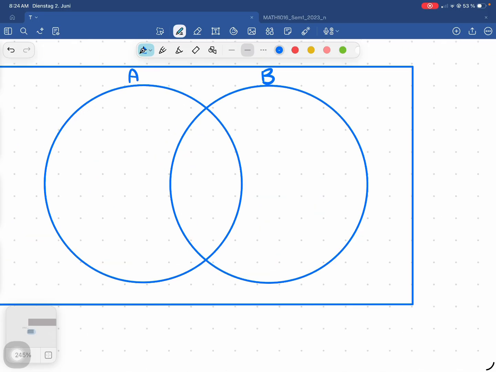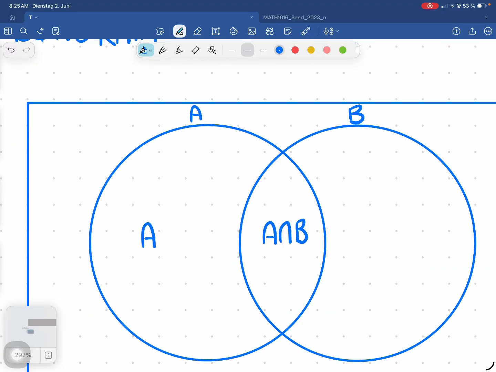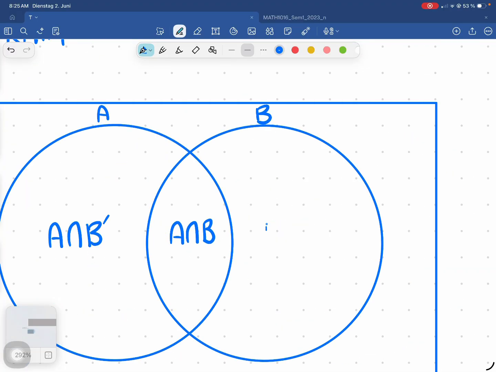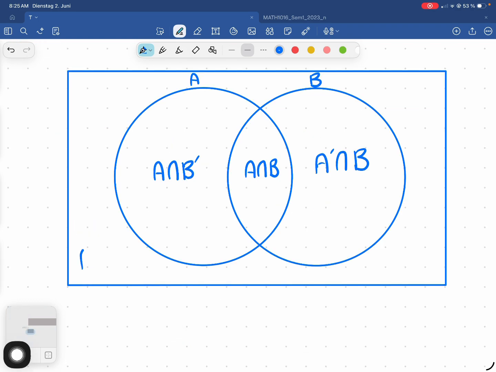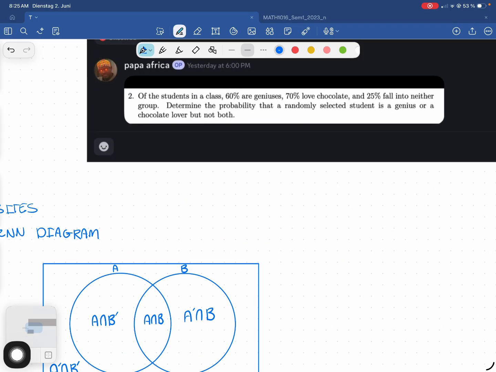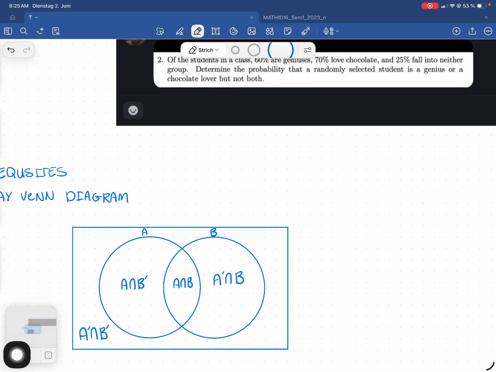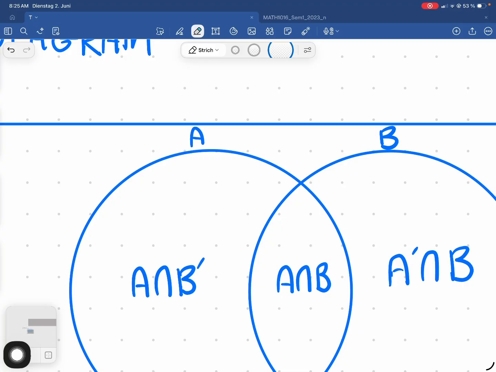So the intersection of A and B is just A and B. This is A and not B. This is, as you guessed, not A and B. And this is not A and not B. So if we can fill out this Venn diagram with numbers, we could find the solution to this problem. It says that 60% are geniuses, 70% love chocolates, and 25% fall into neither group. So let's replace A with geniuses and B with love chocolate.